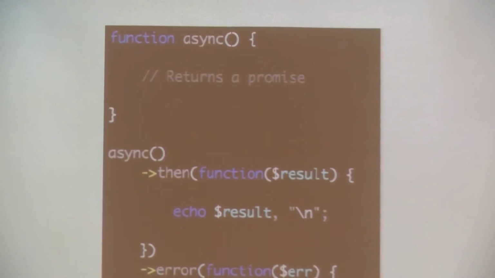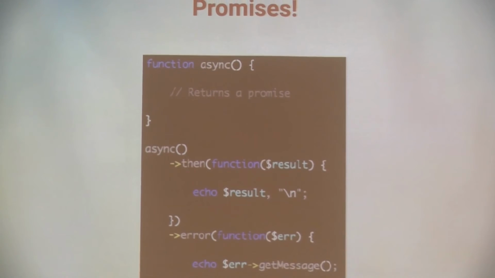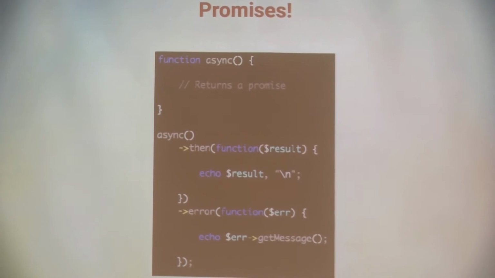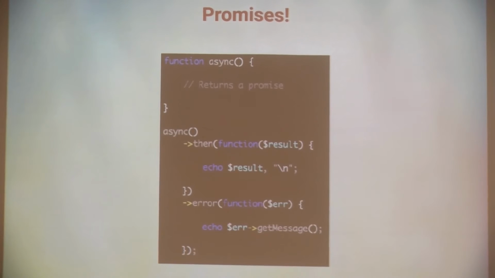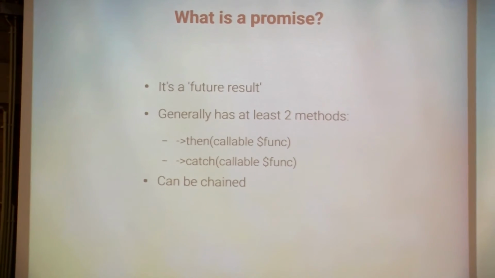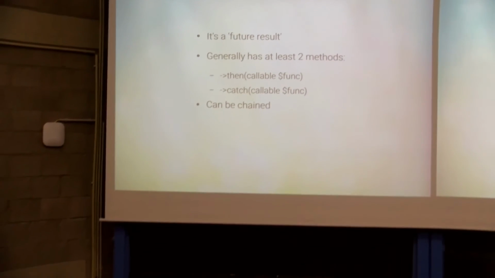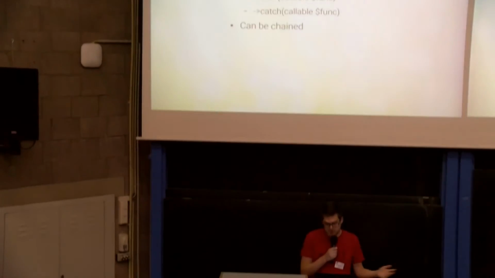So what people do instead is they use something called a promise. This is very prominent in JavaScript, and it's also possible to do the exact same thing in PHP. The asynchronous function returns a promise, which has a then and a catch or an error function that you actually handle the response with. So what is a promise? It's a future result, and it has at least two methods, then and catch. Catch is a reserved keyword in PHP, so we call it error.